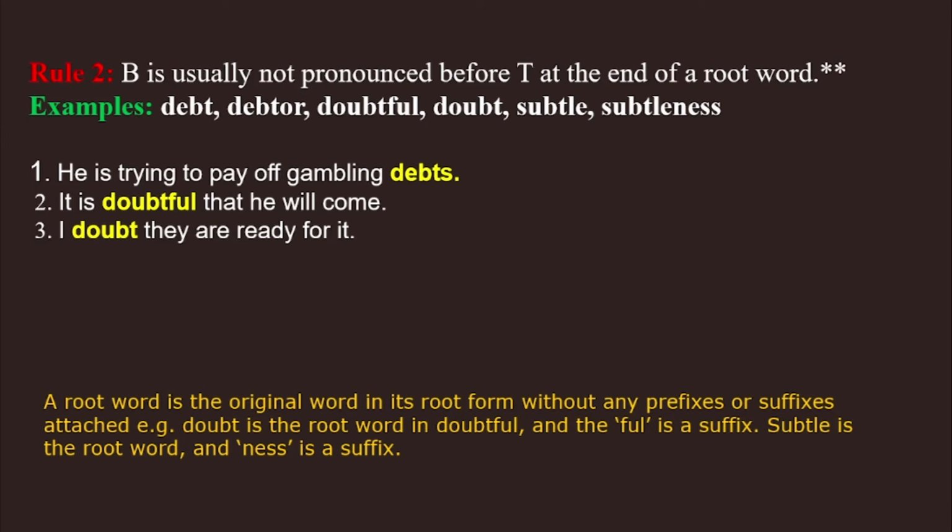A root word is the original word in its root form without any prefixes or suffixes attached. Example, doubt is the root word in doubtful and ful is a suffix. Subtle is the root word and ness is a suffix.